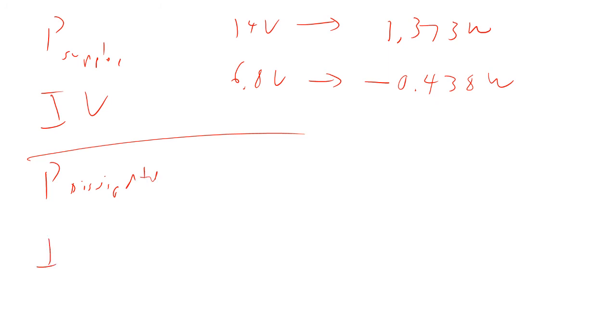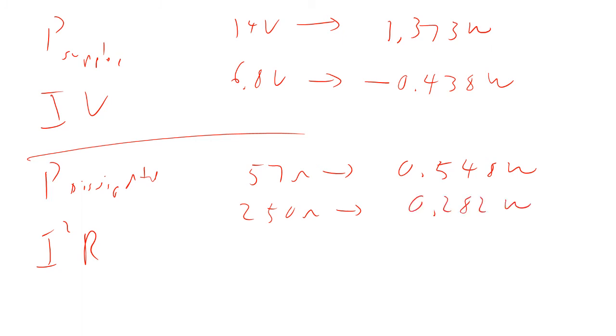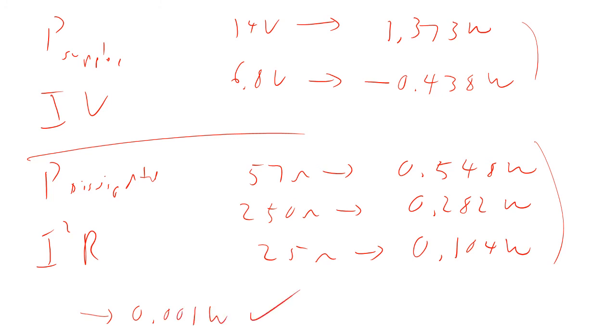Okay, power dissipated. Power dissipated is I squared R. So for the 57 ohm resistor, that comes out to be 0.548 watts. For the 250 ohm resistor, that comes out to be 0.282 watts. And for the 25 ohm resistor, that came out to be 0.104 watts. If you add up the power supplied and the power dissipated, it all adds up to within 0.001 watts. That's within rounding error. It means we did this right.